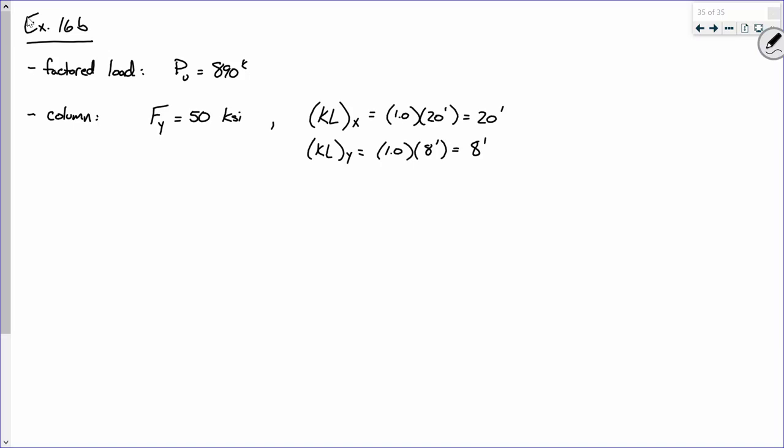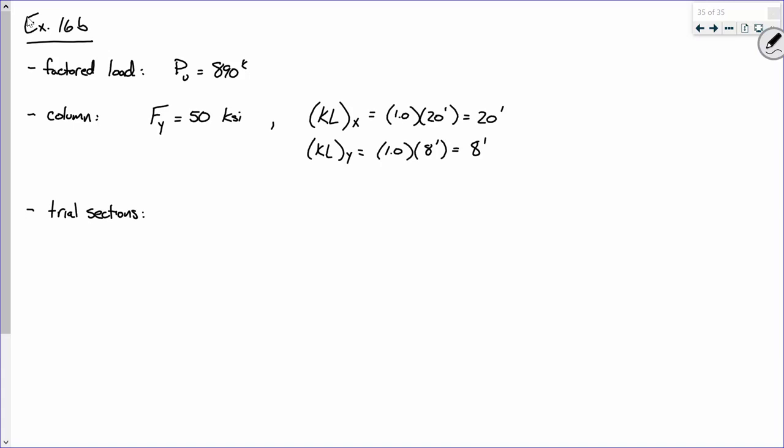All right, going back to this, if KLX and KLY are equal, we really don't need to worry about the x direction, because if we look at KL over r, since ry is always smaller than rx, we know that the weak axis is going to govern. But since KLX is larger, we're going to have to select columns based on the weak axis, but then for each one of those columns, go through and check the strong axis. So let's take that one step at a time. The first thing that I want to do is get some trial shapes, some trial sections.